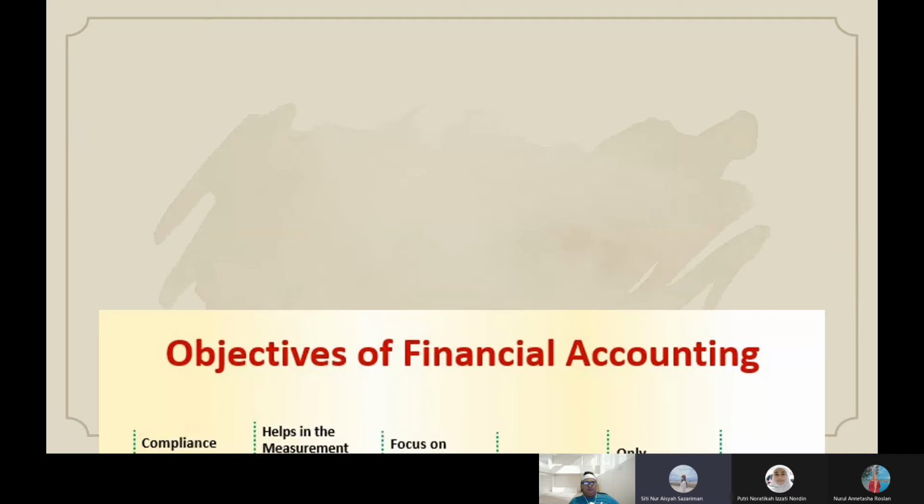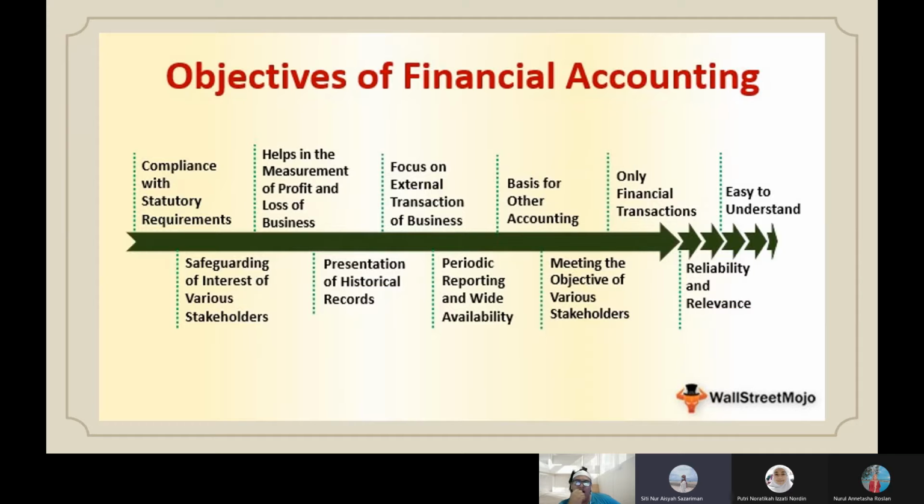Next, we go to the objective of financial accounting. The objectives are compliance with statutory requirements, helps in the measurement of profit and loss of business, focus on external transactions of business, basis for other accounting, only financial transactions, easy to understand, safeguarding of interest of various stakeholders, presentation of historical records, periodic reporting and wide availability, meeting the objectives of various stakeholders, and reliability and relevance.